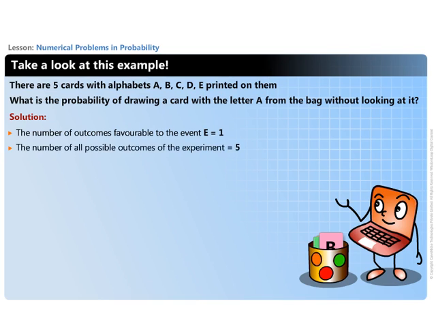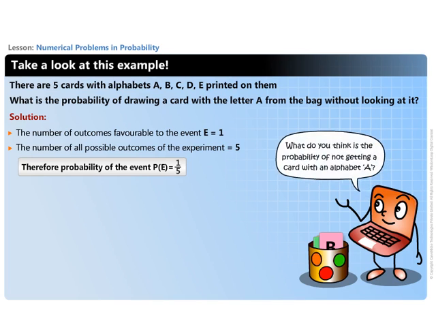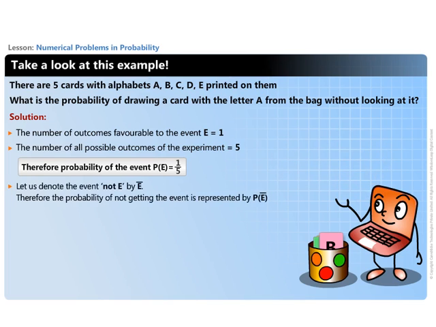Recall, probability P of E is the ratio of number of outcomes favorable to an event to the number of all possible outcomes of the experiment. Therefore, probability of the event P(E) is equal to 1 by 5. What do you think is the probability of not getting a card with the alphabet A?